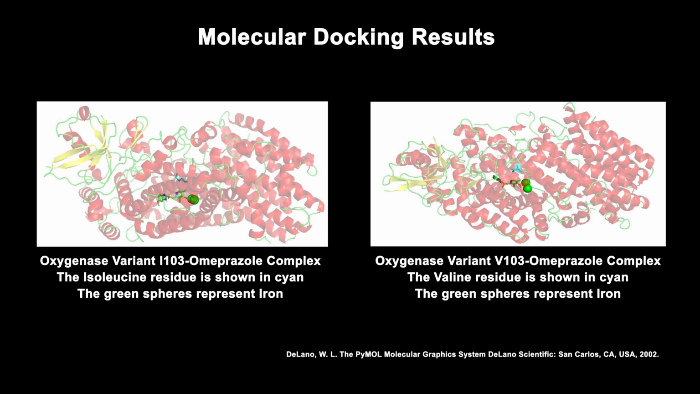Here is a visualization of the drug docked to both the isoleucine mutant on the left and the valine mutant on the right. These images were generated by PyMOL. If we were able to go into the lab after this experiment, I would have isolated both the isoleucine and the valine variants of the enzyme and tested their affinities to the drug.